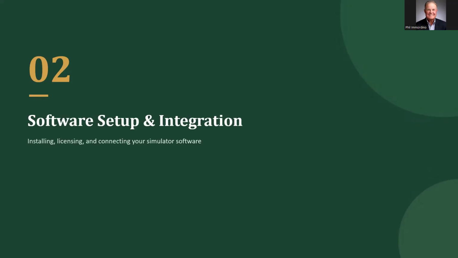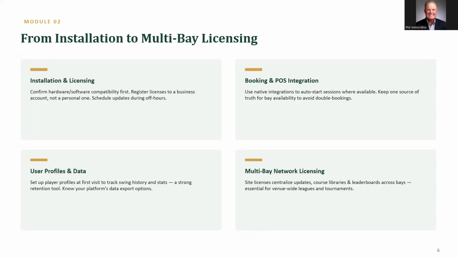Module 2: Software Setup and Integration. Once you've chosen your hardware and software, this module covers how to actually install, license, and connect it to the rest of your business systems. Let's start with installation and licensing. Always confirm hardware and software compatibility before you install. Vendors publish compatibility matrices for exactly this reason.